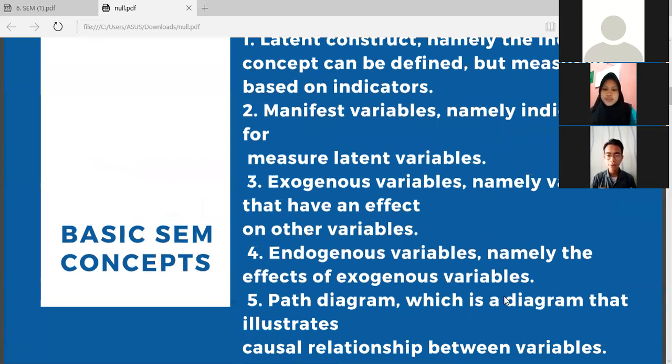Basic SEM concept. The first is latent construct, namely the indirect concept that can be defined but is measured based on indicators. The second is manifest variable, namely the indicator for measuring a latent variable. The third is exogenous variable, namely a variable that has an effect on another variable. The fourth is endogenous variable, namely the effect of the exogenous variable. The fifth is the path diagram, which is a diagram that illustrates causal relationships between variables.